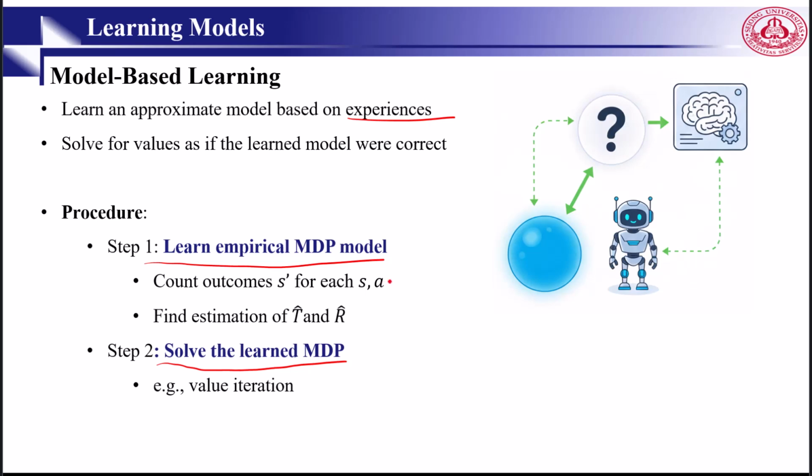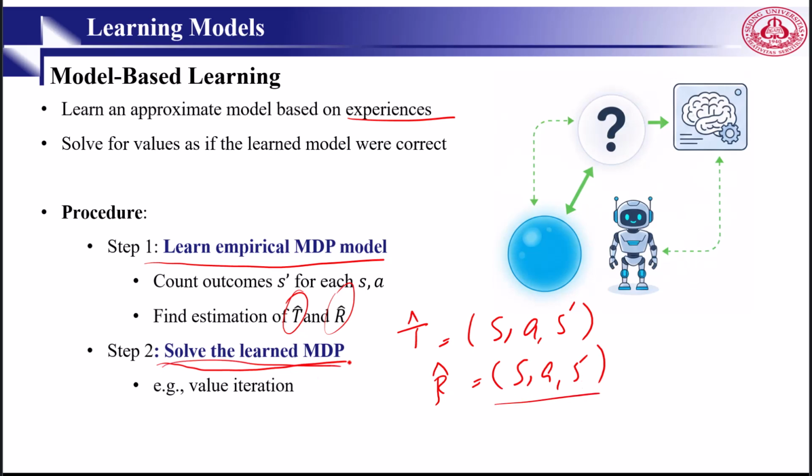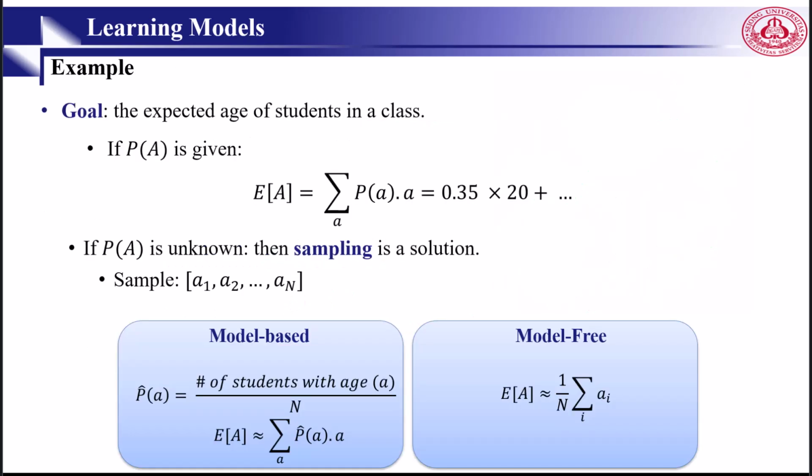Whereas we do not have T and R, so we find estimations of T and R that we show by T hat and R hat. Then we find an estimate of T hat, like T hat of S, A, and S prime. And then we discover each R hat of S, A, and S prime when we experience S, A, and S prime. Then in the next step, we try to solve the learned MDP with value iteration as we did before.